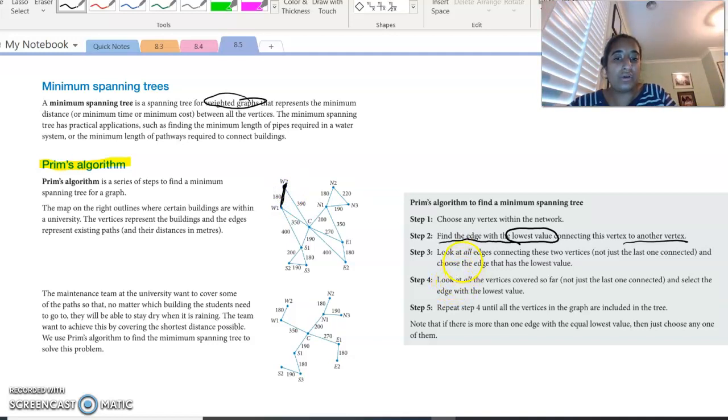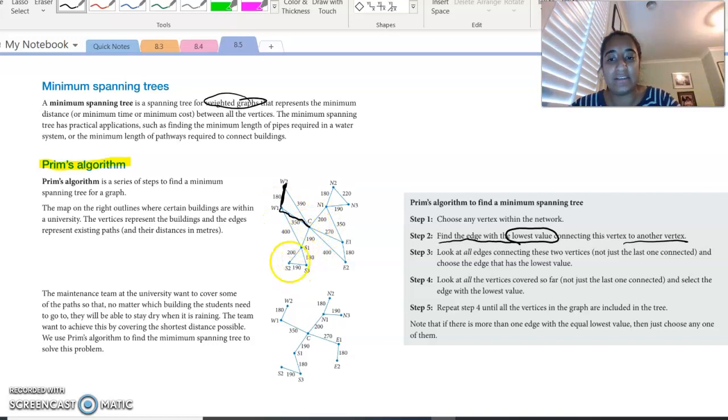We then look at all of the edges connecting those two vertices and choose the edge that has the lowest value again. So here, this one connecting to the next one is either 350 or 400. 350 is the lower number, so I'm going to follow that one. And then we look here.